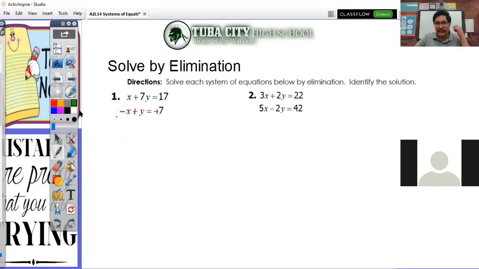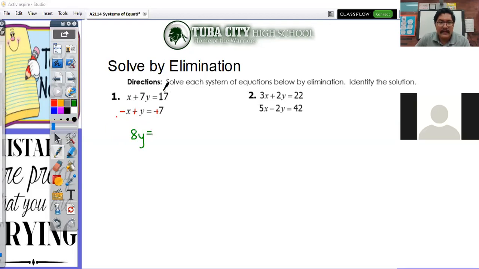So the next thing I need to do is combine each part. So x minus x, our first term here, is, well, nothing. It's 0x. And that's why it eliminates. Here I get 7y plus y. So 7y plus y would be 8y equals 17 plus 7, that would be 24. Wait, yeah, okay, that is 24. Think about that for a second.